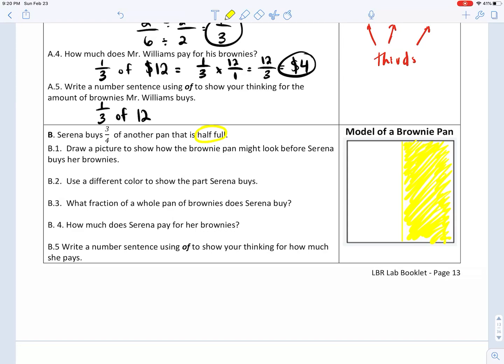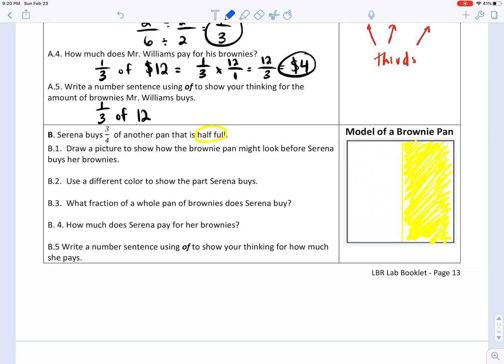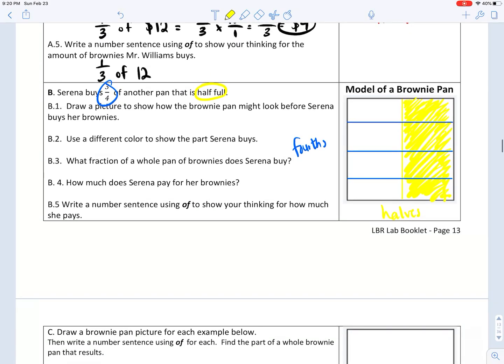Now it says, use a different color to show the part that Serena buys. Serena buys 3/4 of a pan. So going sideways, I'm going to split my square into fourths. So there's my half. There's part of my fourths. And there's the last part. So now I have my fourths going sideways, and then I have my halves going along the bottom. Okay?